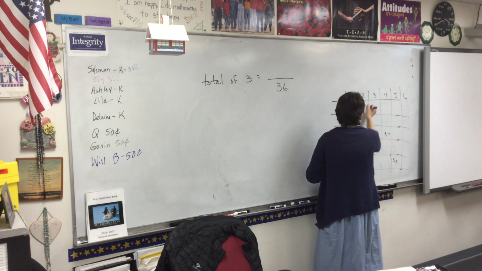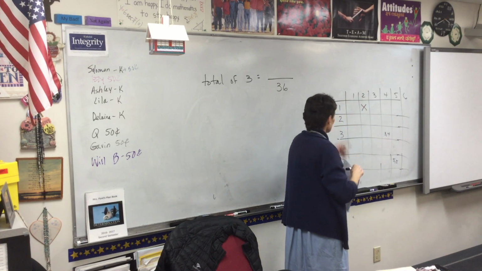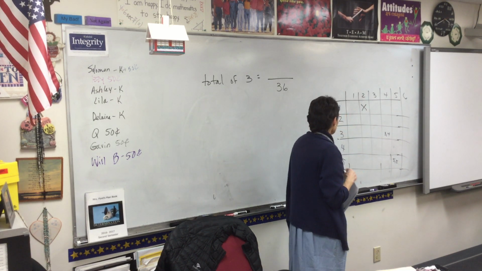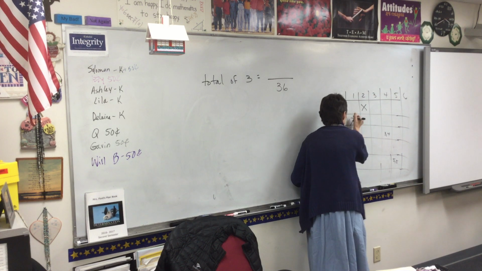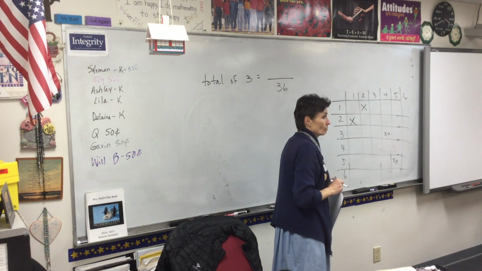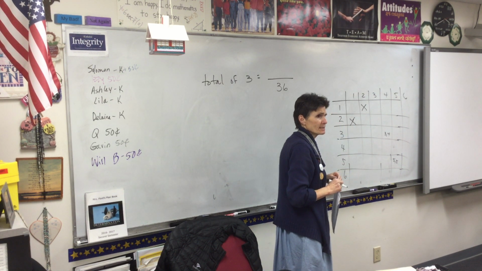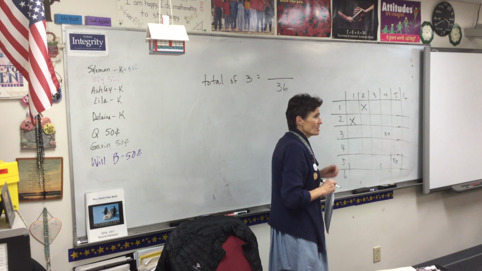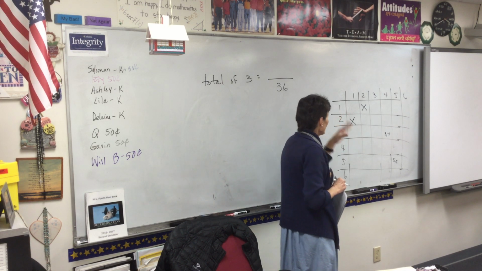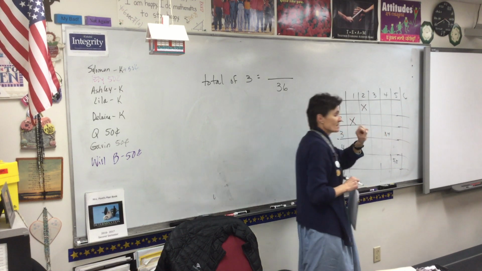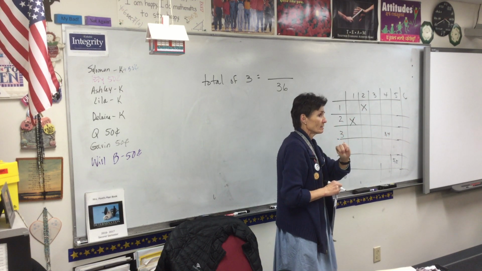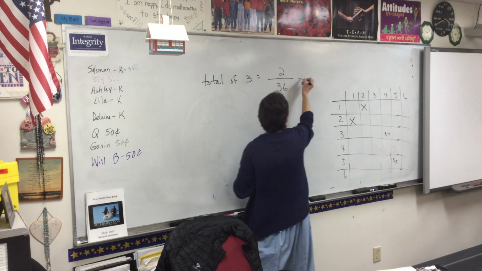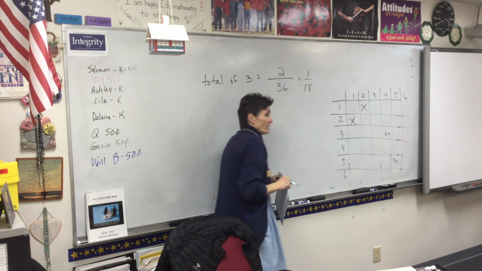We could get a 3 right here, right? I'll put X's in them. That would be a 3, a 1 and a 2, and a 2 and a 1. Is there any other way to roll 2 dice and get a 3? I don't think so. So there's only 2 ways. So there's 36 total boxes, but only 2 of them give me what I want. So my probability is 2/36 or 1/18.